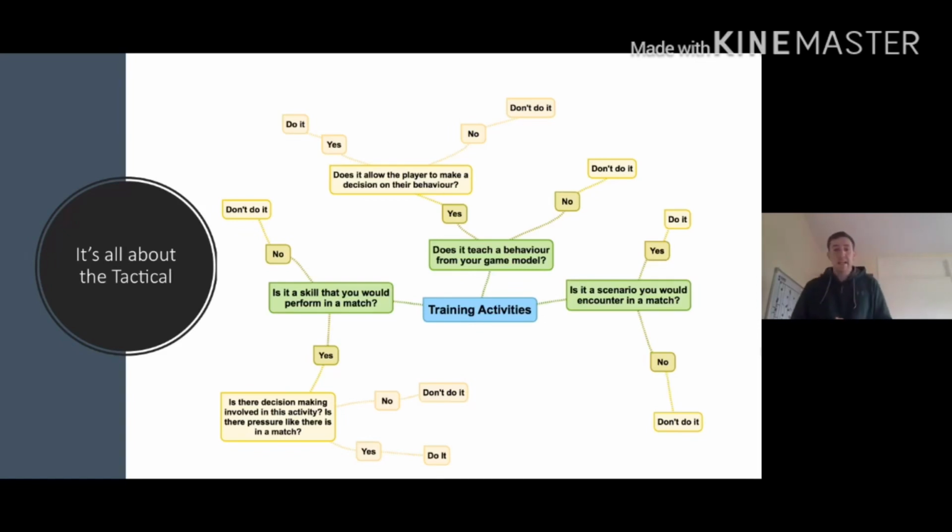The other thing then is behaviors. When you're talking about behaviors in a game model, it could be that the coach wants the team to have good discipline, or maybe they want them to work hard.